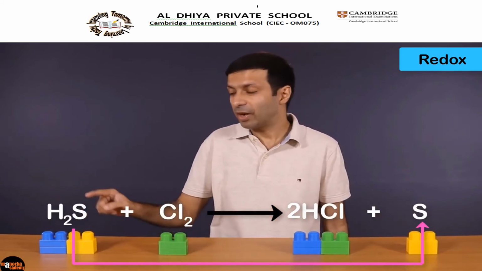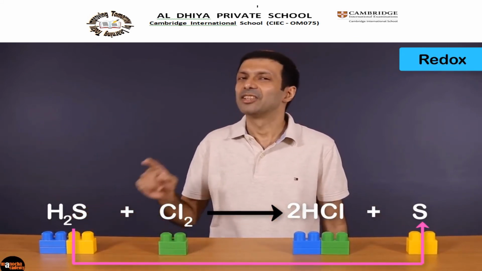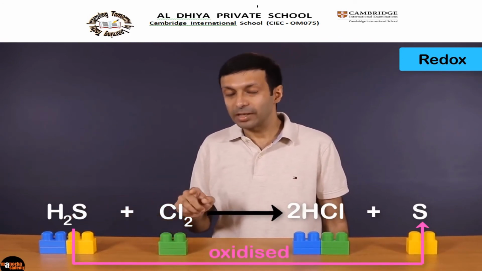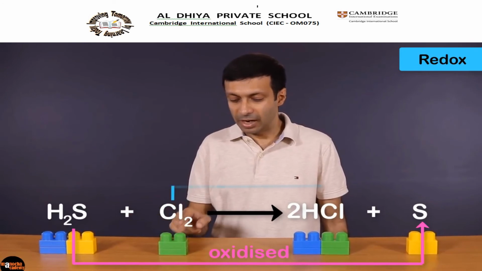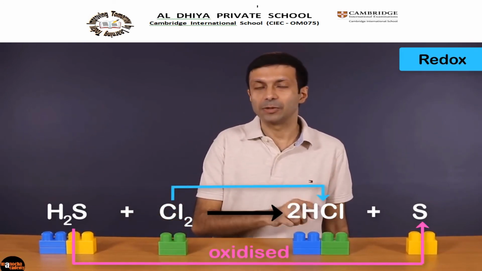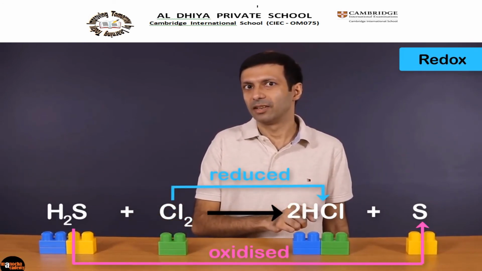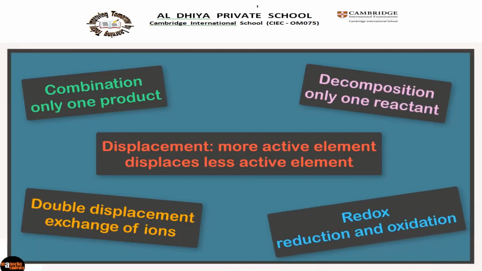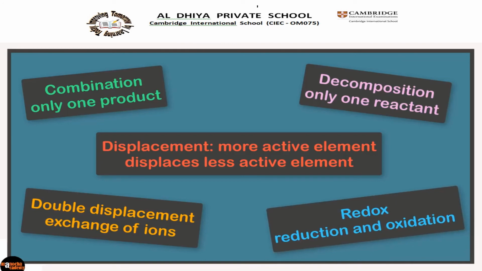Since hydrogen sulfide is losing hydrogen, it's getting oxidized. And if you look at chlorine, hydrogen is being added to it and it's becoming hydrogen chloride. So chlorine is being reduced here. Let's pin redox reaction on our concept board. Remember the key point, reduction and oxidation are both taking place.